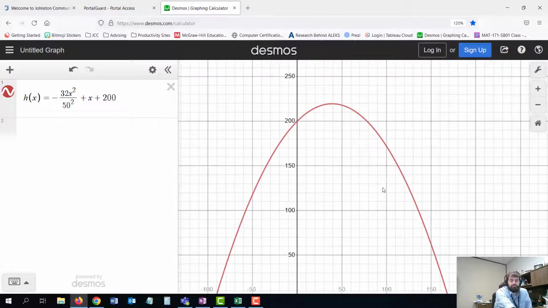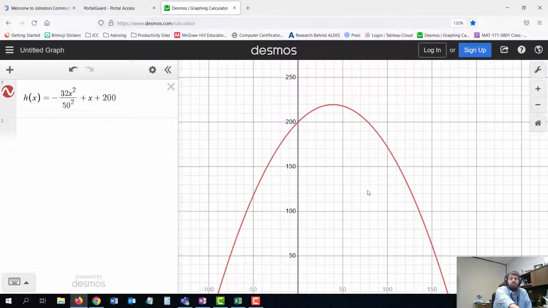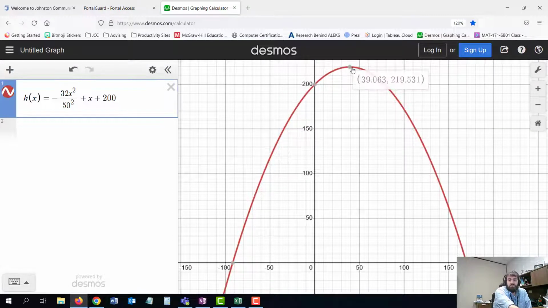All right. So there's our parabola. There's our maximum, which is where we said it was. After 39 feet, I'm at 39 feet from the cliff face. I've reached my maximum of 219. And then the next question is, when do I hit the water? You can solve that equation, or you can use the graph here to help. And you'll find that it happens 170 feet from the cliff face.